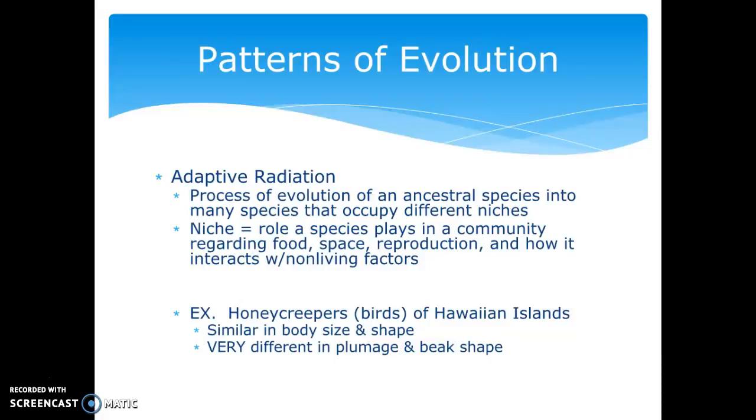Adaptive radiation is when you have one ancestral species that kind of branches off into many species that occupy lots of different niches. If you remember, a niche is a job or a role that a species plays in an environment. So an example is the honey creepers, which are birds of the Hawaiian Islands. They are very, very similar in body size and body shape, but based on where they live, they are very different in plumage, okay, so the color of their feathers, as well as beak shape depending on what they eat.